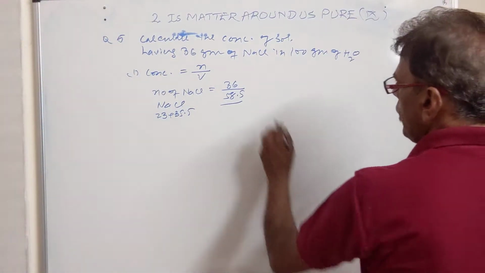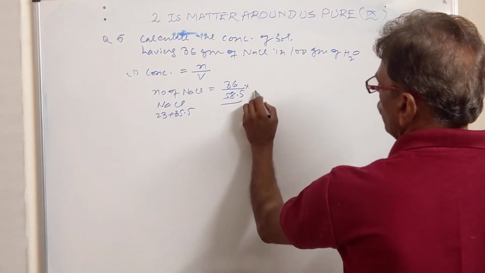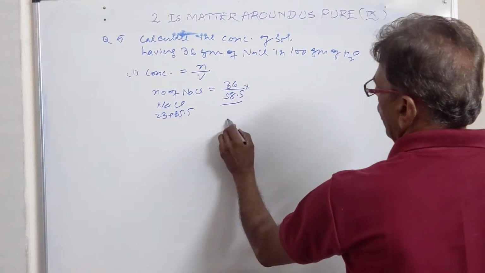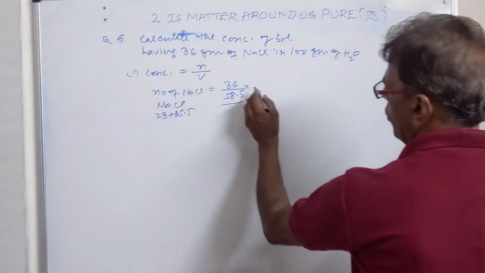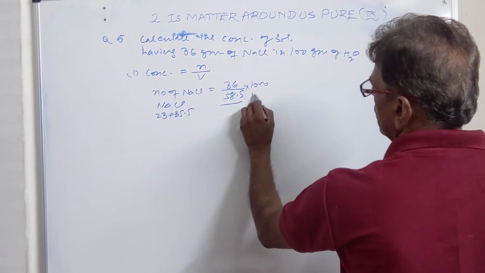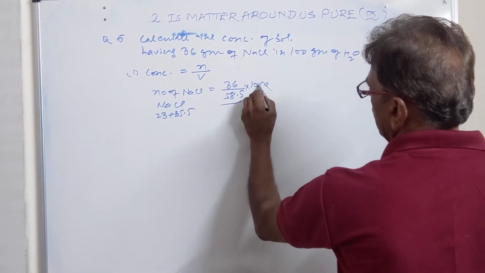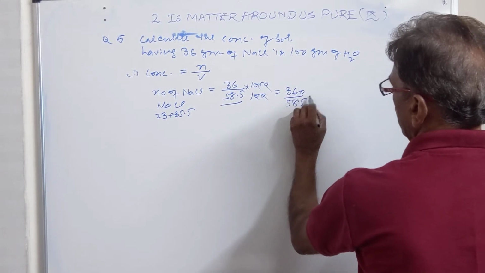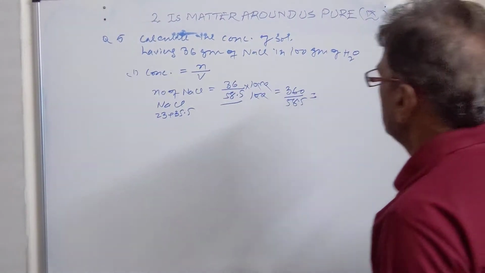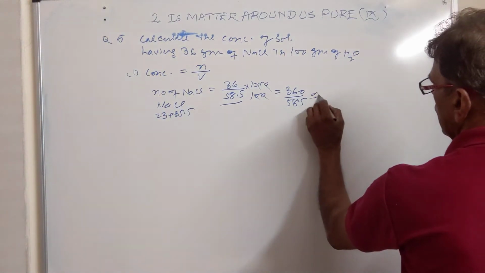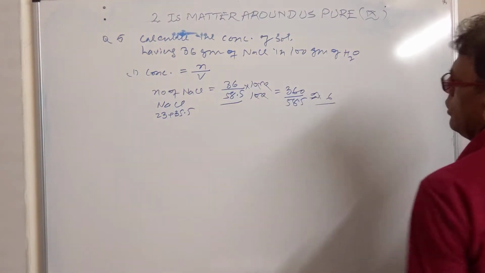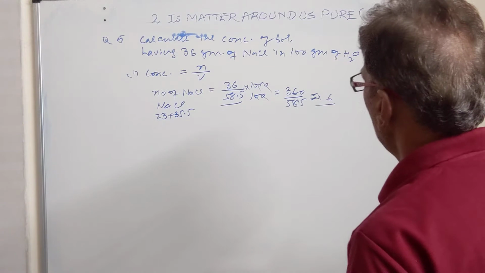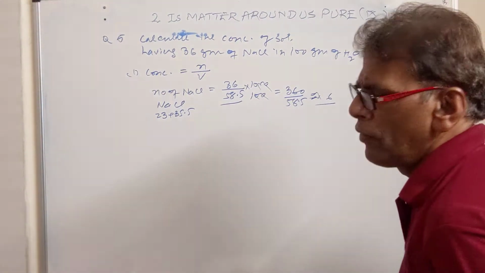Now this is present in 100 ml of the solution. So 100 ml of the solution contains this much mole, how much will 1000 ml contain? It will be calculated like this: 360 upon 58.5. So the concentration is approximately equal to 6. So this is the concentration of the solution.